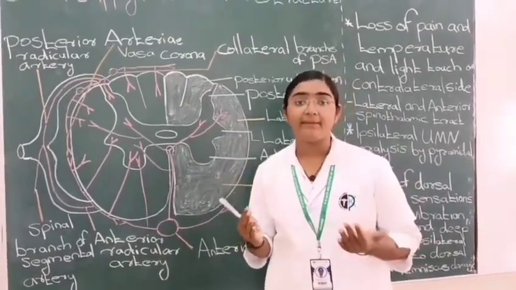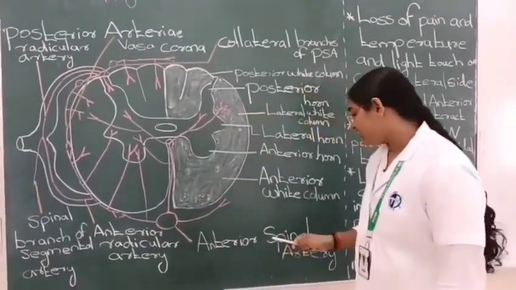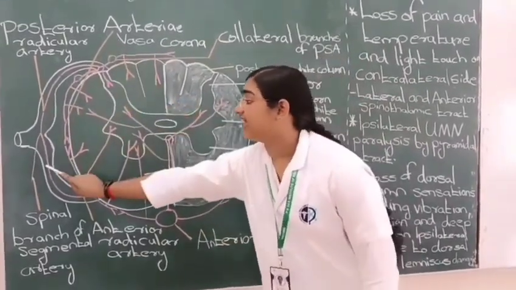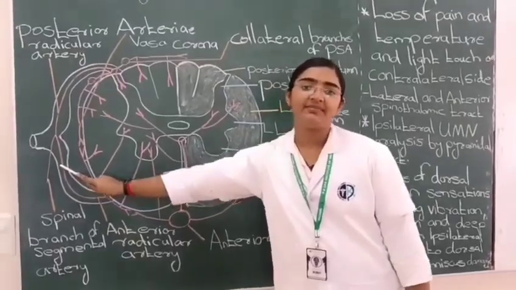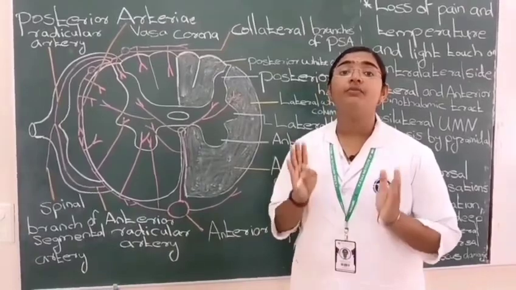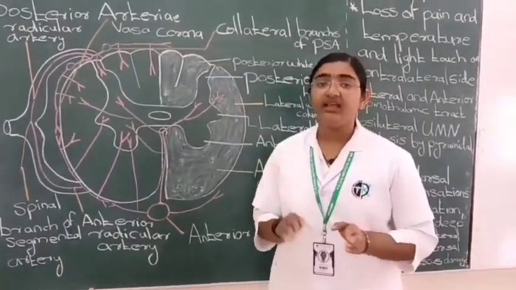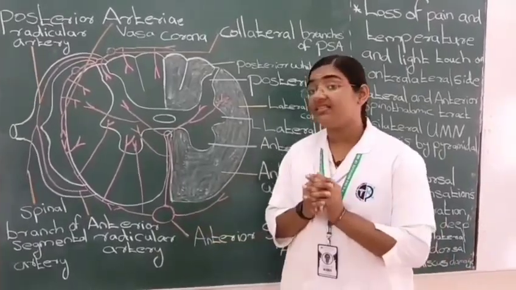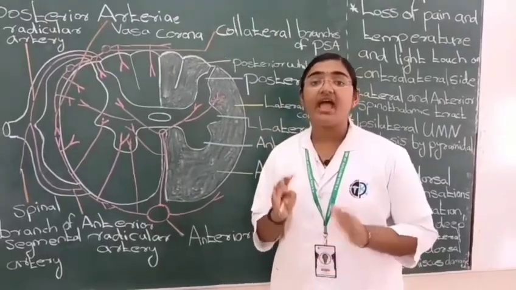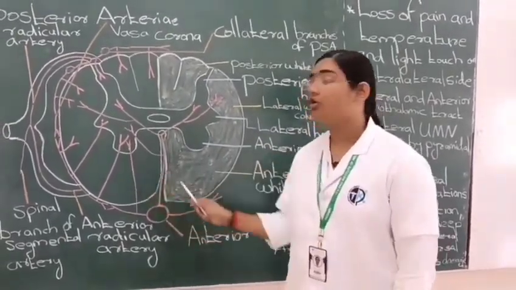The spinal cord is supplied by three sets of arteries, which are an anterior spinal artery, posterior spinal artery and segmental or radicular arteries. The anterior spinal artery is formed by the union of spinal branches of the left and right vertebral arteries. These arteries join to form a single artery and pass along the anterior median fissure and it supplies the anterior 2/3 of the spinal cord.